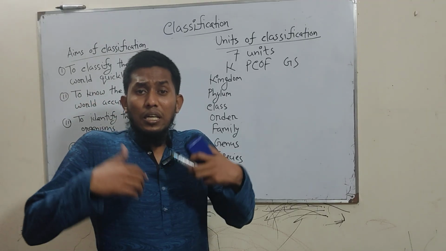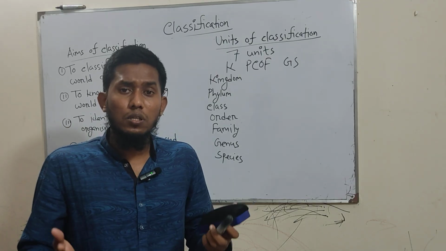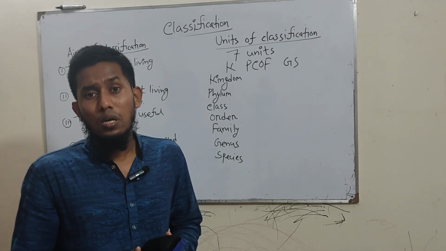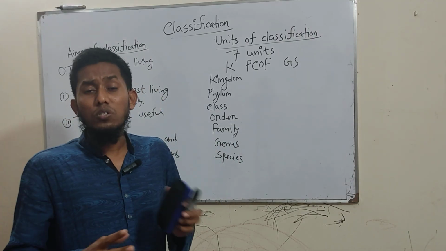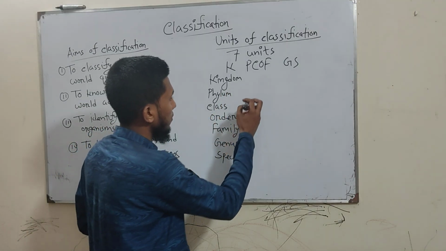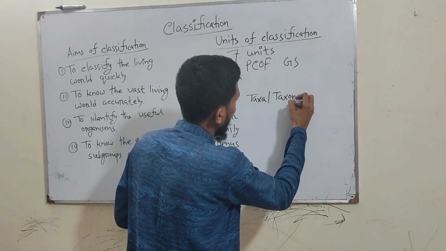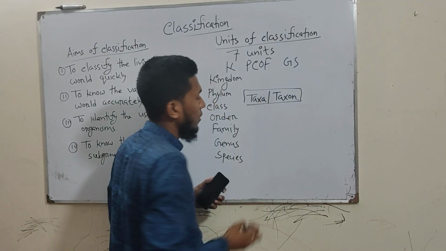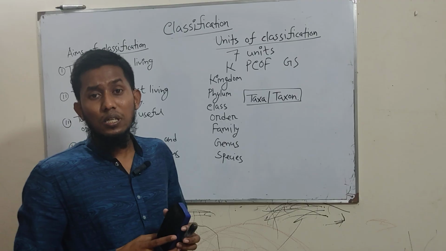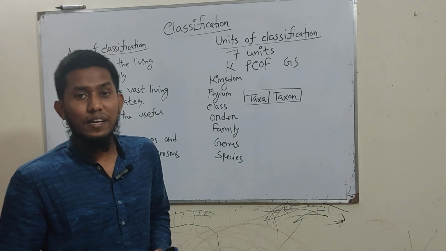For classification of any organisms, both plants and animals, these units are used. These 7 units are used for classifying any organisms, and these units are called taxa or taxon. A question may come: what is called taxa? Codified units that are used in classifying organisms. These units are called taxa or taxon.